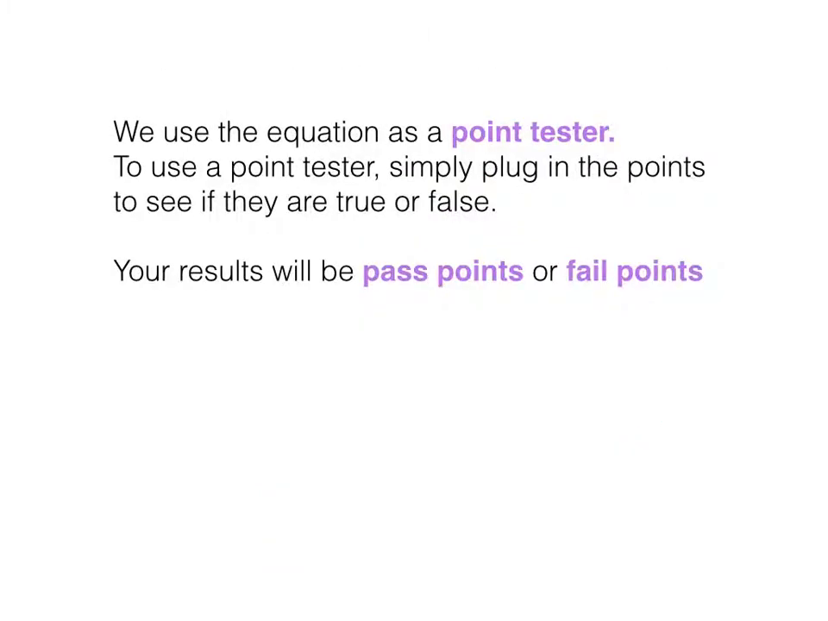So here are a couple key vocabulary words we need to know. We use the equation as a point tester. So you might hear the book or Miss Garcia referring to the equation as a point tester. To use a point tester, we simply plug the points in to see if they are true or false. If they're true, we call them pass points, kind of like they pass the test. They make the equation true. If they're not, we call them fail points. Pause the movie and write these vocabulary words into your notes.